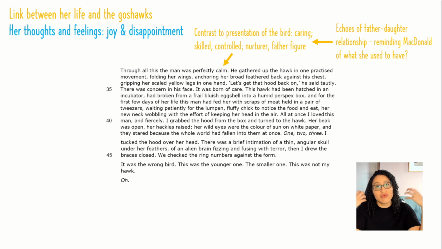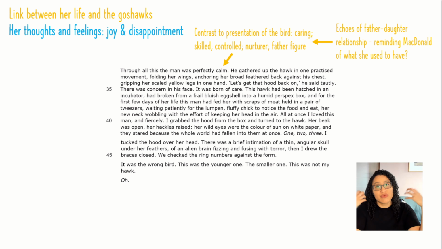She then shifts back to talking about the hawk, and she puts the hood on the bird, and we are told the hawk has wild eyes the colour of sun on white paper, and they stared because the whole world had fallen into them at once. So notice that repeated imagery of the world, and it's been changing as well. So it's gone from the world was an aviary to the whole world had fallen into her eyes at once.